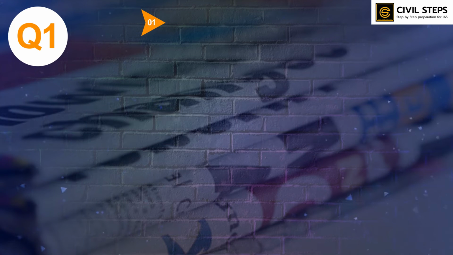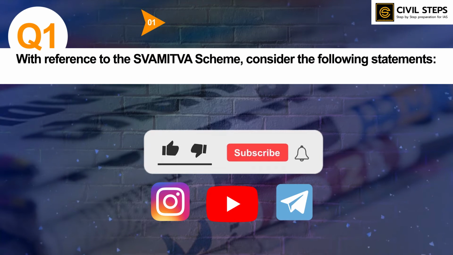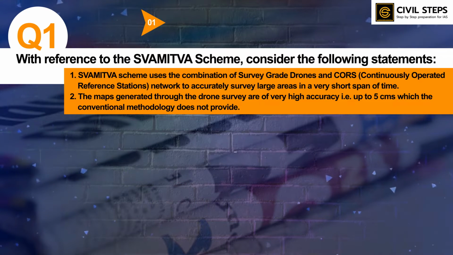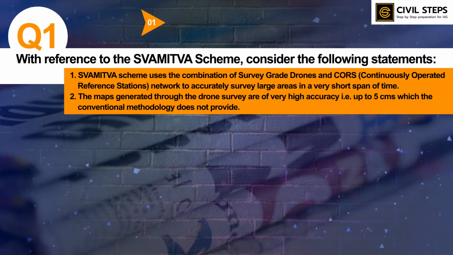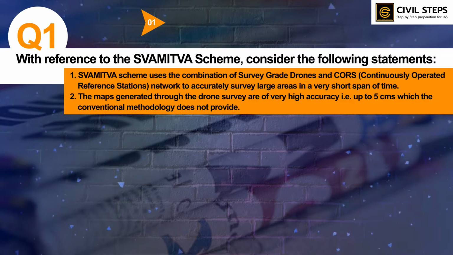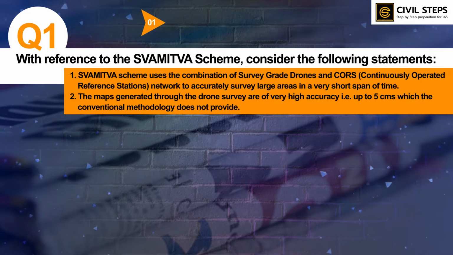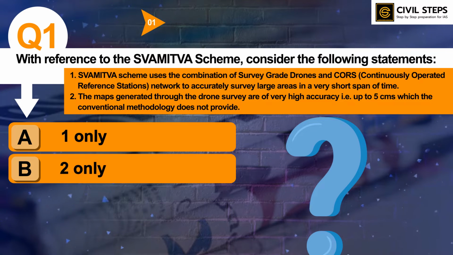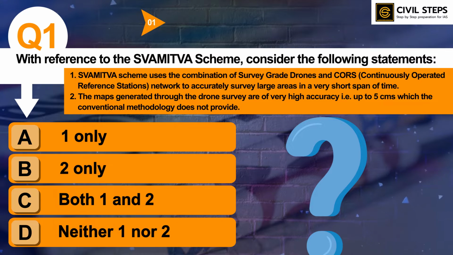So the first question is, with reference to the Swamitva scheme, consider the following statements. First, Swamitva scheme uses the combination of survey grade drones and CORS network to accurately survey large areas in a very short span of time. Second, the maps generated through the drone survey are of very high accuracy, that is, up to 7 centimeters, which the conventional methodology does not provide. Which of the statements given above is or are correct? Option A 1 only, B 2 only, C both 1 and 2, D neither 1 nor 2.